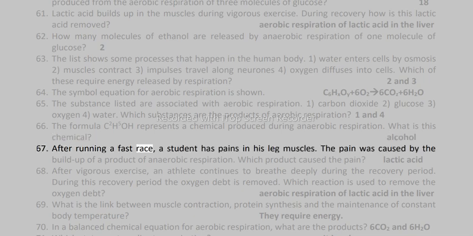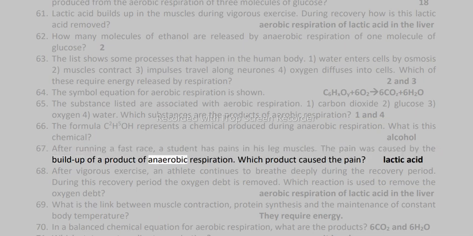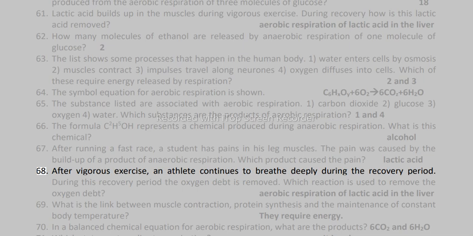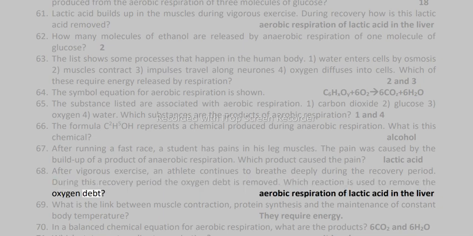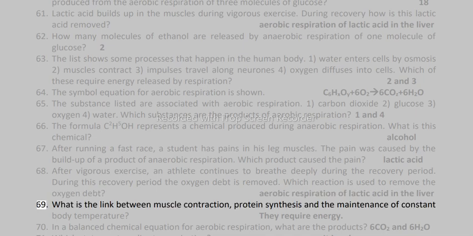67. After running a fast race, a student has pains in his leg muscles. The pain was caused by the buildup of a product of anaerobic respiration. Which product caused the pain? Lactic acid. 68. After vigorous exercise, an athlete continues to breathe deeply during the recovery period. During this recovery period, the oxygen debt is removed. Which reaction is used to remove the oxygen debt? Aerobic respiration of lactic acid in the liver.